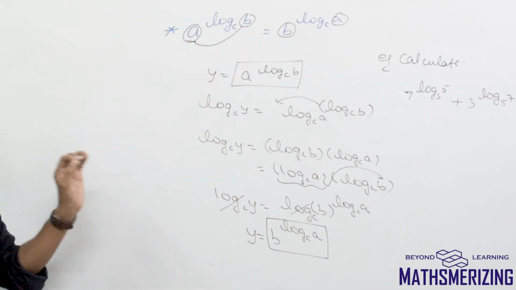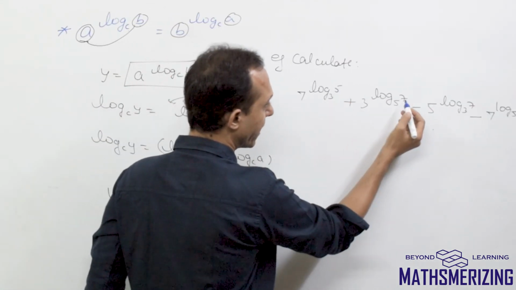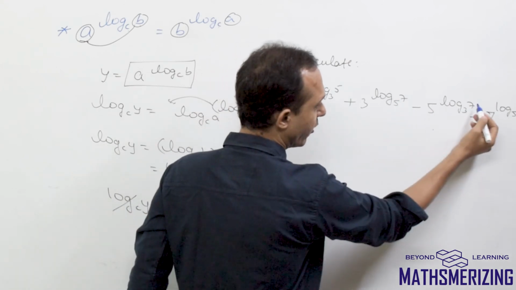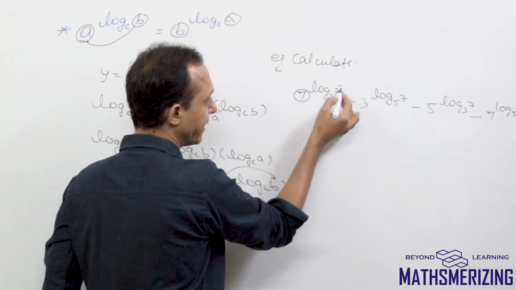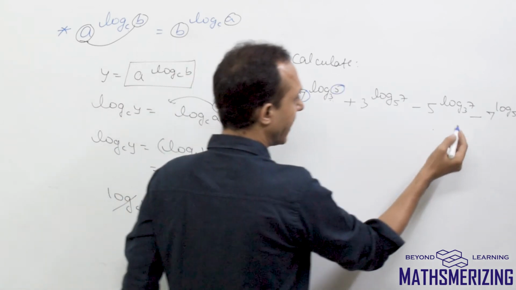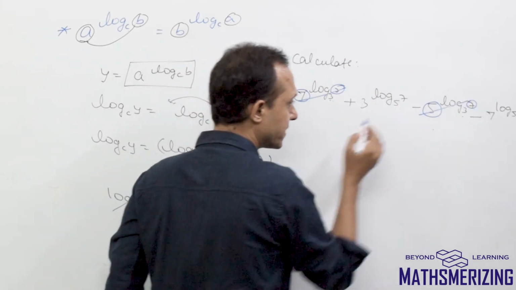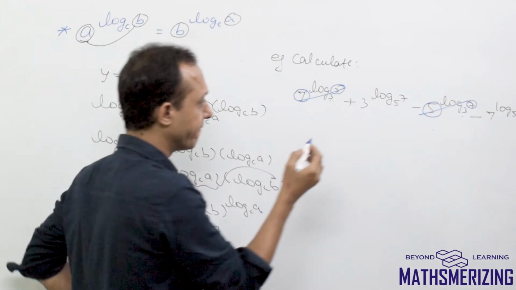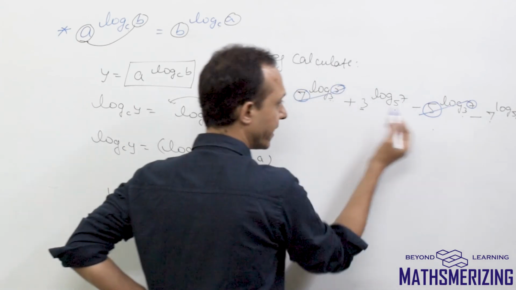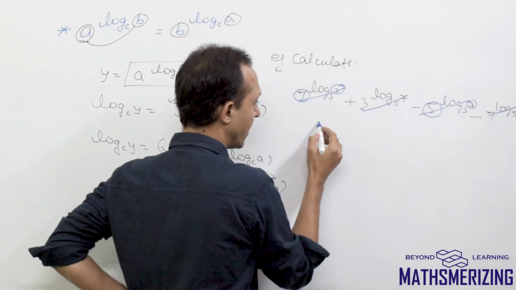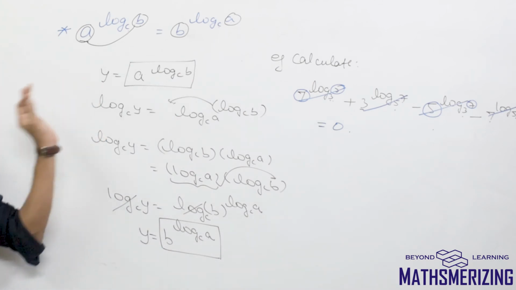So let us take up an example. The question is 7 to the power log 5 base 3, plus 3 to the power log 7 base 5, minus 5 to the power log 7 base 3, and minus 7 to the power log 3 base 5. Now when I interchange 7 and 5 to the base 3, I'll get 5 to the power log 7 base 3, and with a minus sign, so that means the first and third expressions will cancel. In the same way, when I interchange 3 and 7 to the base 5, I get 7 to the power log 3 base 5, and with a minus sign, it will also get cancelled. So the answer to this question will be simply 0. So this is how we use this property.